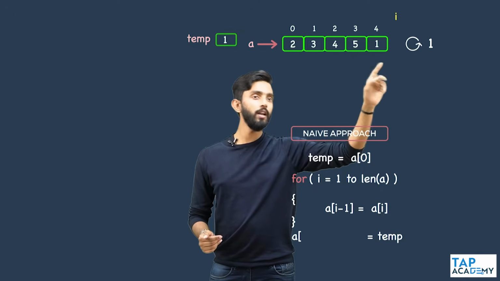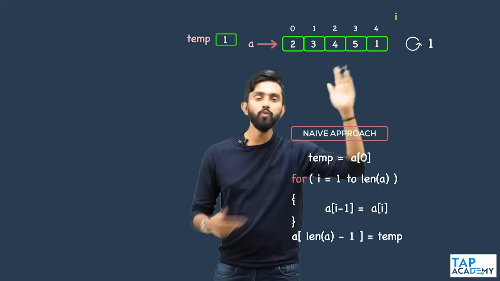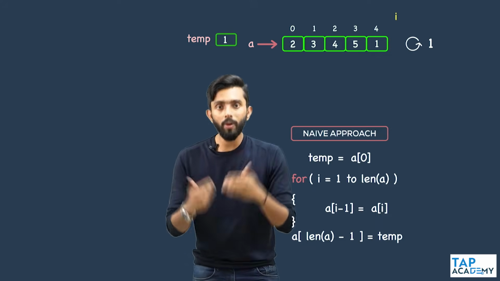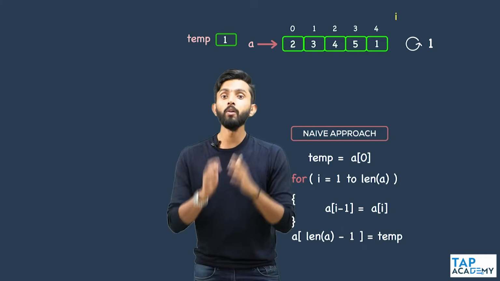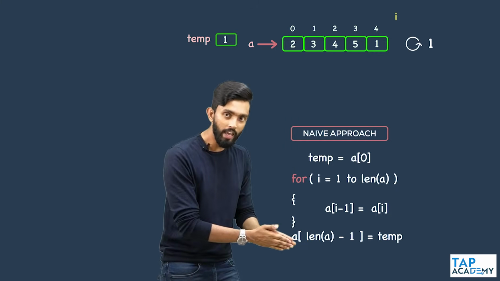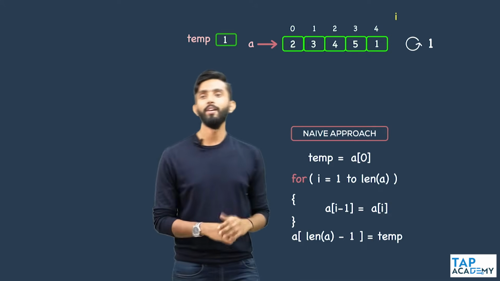How will you get the last index? Length of the array is 5. 5 minus 1 is 4, that is only your last index. If the length of the array was 10, 10 minus 1 is 9, that will be your last index. In other words, length minus 1 is always the last index. So, A of length of A minus 1. That is how you can write it in general.